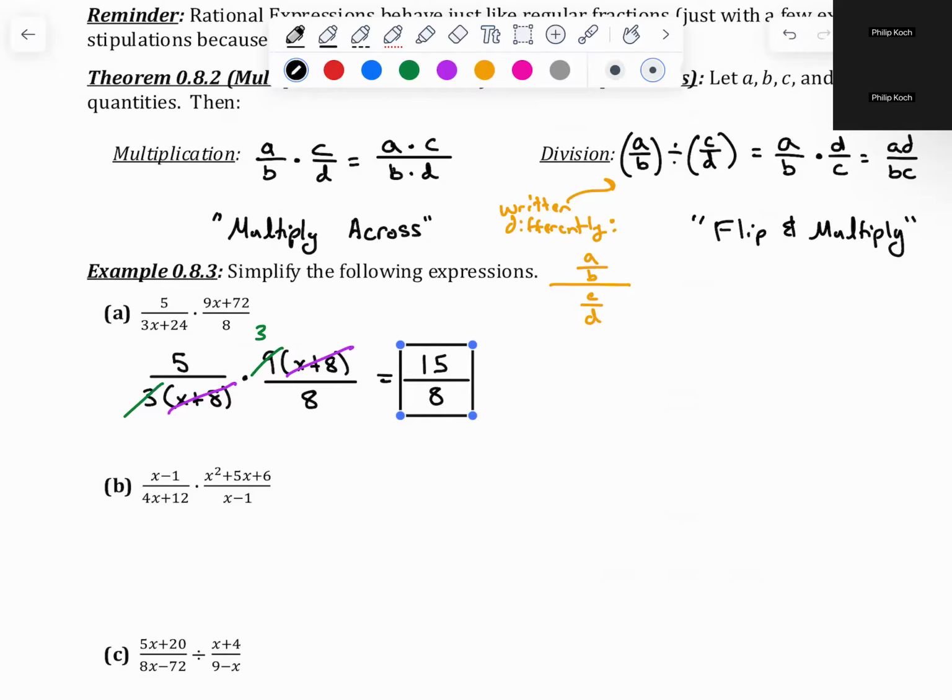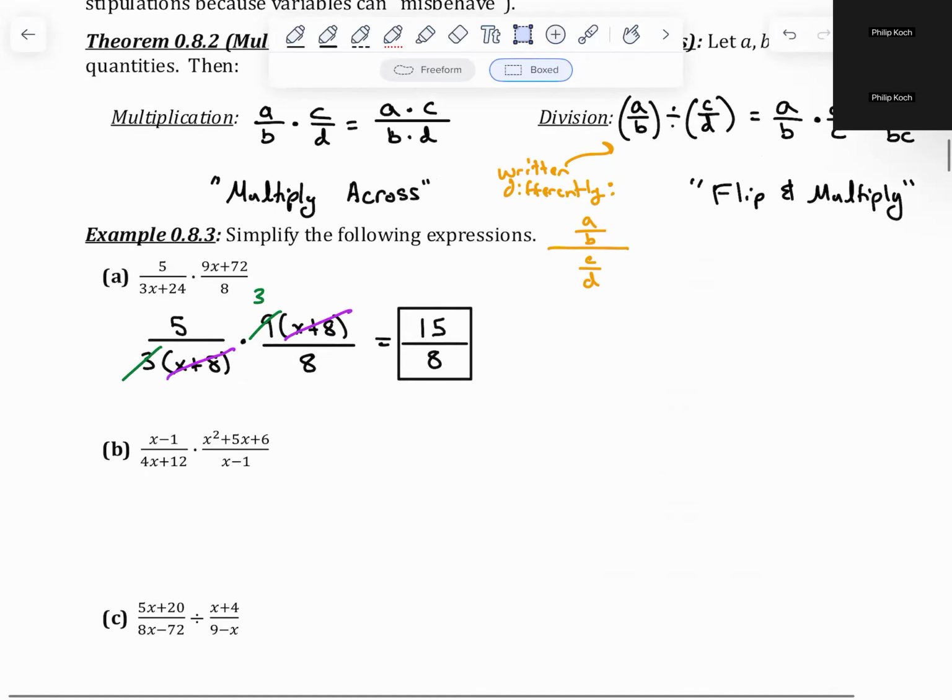If you were multiplying them by each other, you wouldn't cancel. Yes, if this x plus 8 was up here, then we would multiply them together. We wouldn't cancel them out because they'd be on the same level. They'd both be in the numerator. So we can only cancel vertically and diagonally. We multiply horizontally.